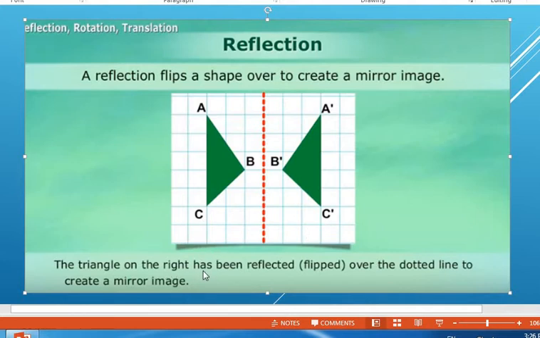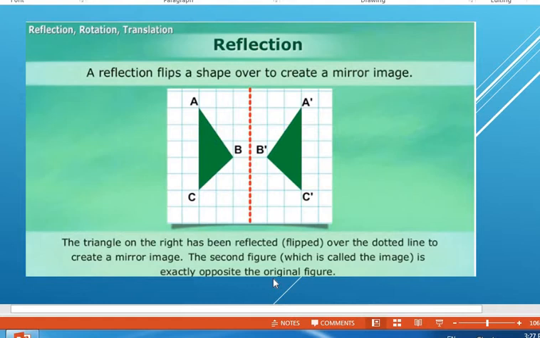Okay, the triangle on the right here has been reflected, flipped over the dotted line, as I told you, to create a mirror image. This is a mirror image, as you see yourself in a mirror. The second figure, which is called the image, is exactly opposite the original figure, exactly like the original figure, without change in its shape or size.